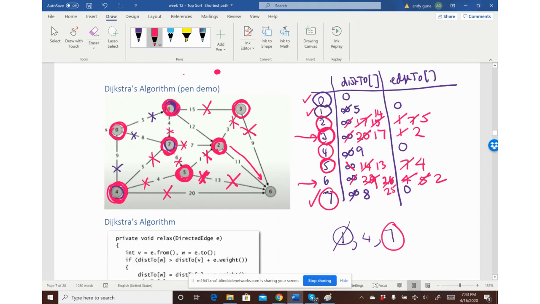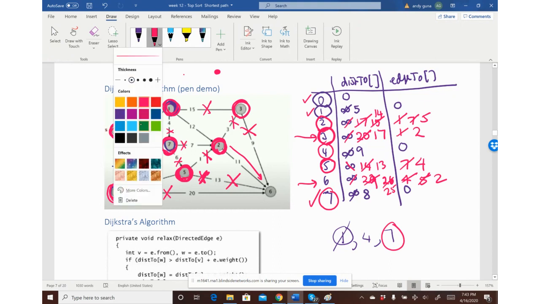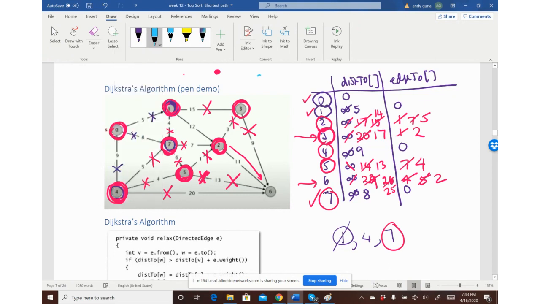So what we did was we essentially found the shortest distances to the nodes. Also we found where those things are coming from. In fact, using this, I can find the path back.